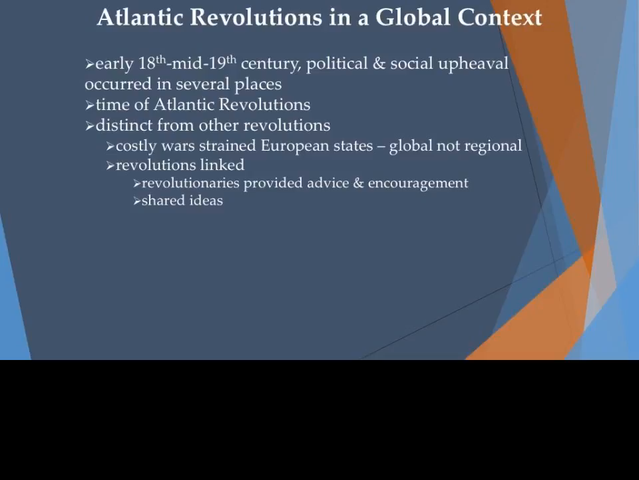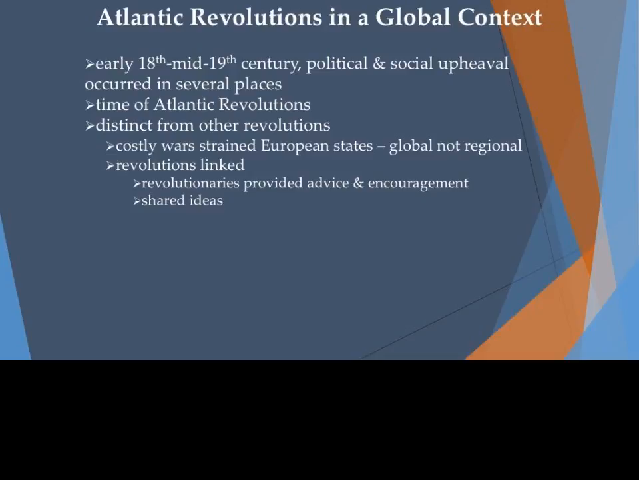So, in the early 18th and mid-19th century, political and social upheavals occurred in several places. And the Atlantic revolutions took place in this wider framework, like I was explaining. Maybe this is a global crisis and this took place in that context. But the Atlantic revolutions were distinctive. They're costly wars that put strains on European states that were now global rather than regional, and the revolutions were closely linked to one another.